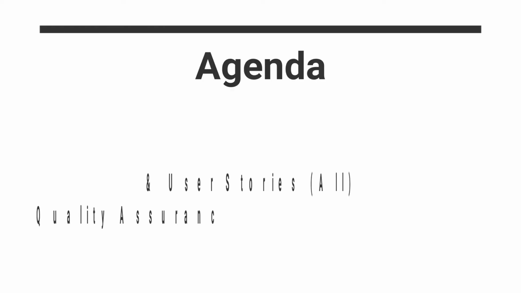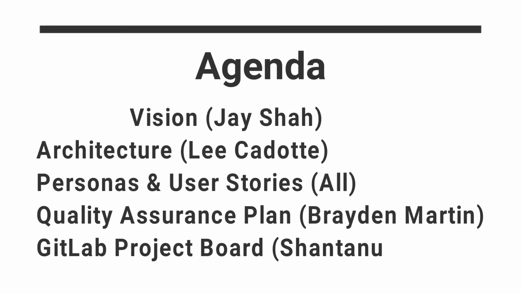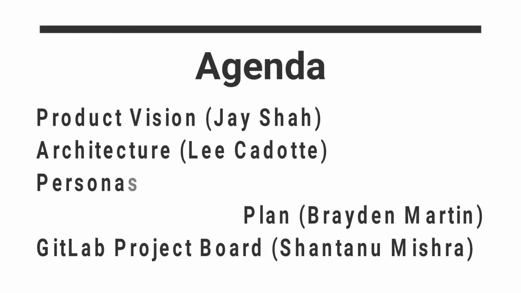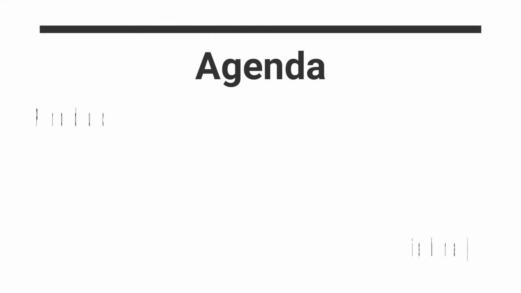The agenda for this presentation will first be Product Vision by Jay, then Lee will talk about the architecture, followed by all four members of the group talking about personas and user stories. Then Brayden will talk about the quality assurance plan, and Shantanu will talk about the GitLab project board. We will end off by talking about our next steps for this Android app.